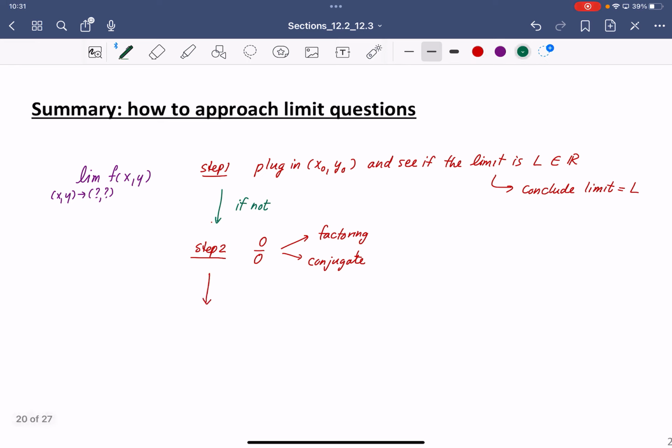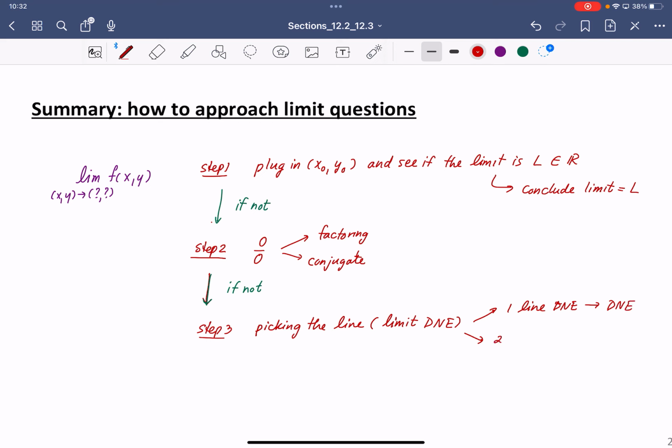If you cannot use factoring and conjugate, you're going to pick the line. Step number 3: picking the line. This is the step that will show you that the limit does not exist. You have two ways to do it. First, you can find one line on which the limit does not exist, then you conclude that the limit does not exist. Or you can pick two lines that give different limits, so the limit does not exist as well. So the step should be like this.